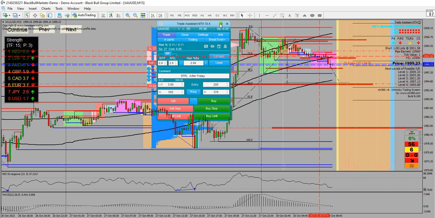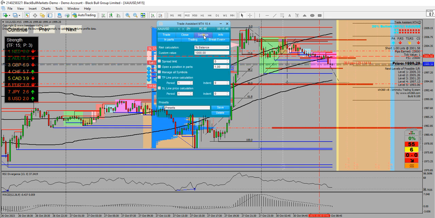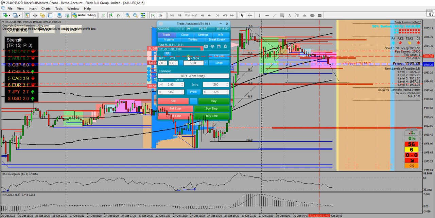Why this does not work, you tell me. Works on the other version. Percent balance is what I'm using. Percent of balance. Percent risk is 1%. Nothing changes. It's ridiculous.